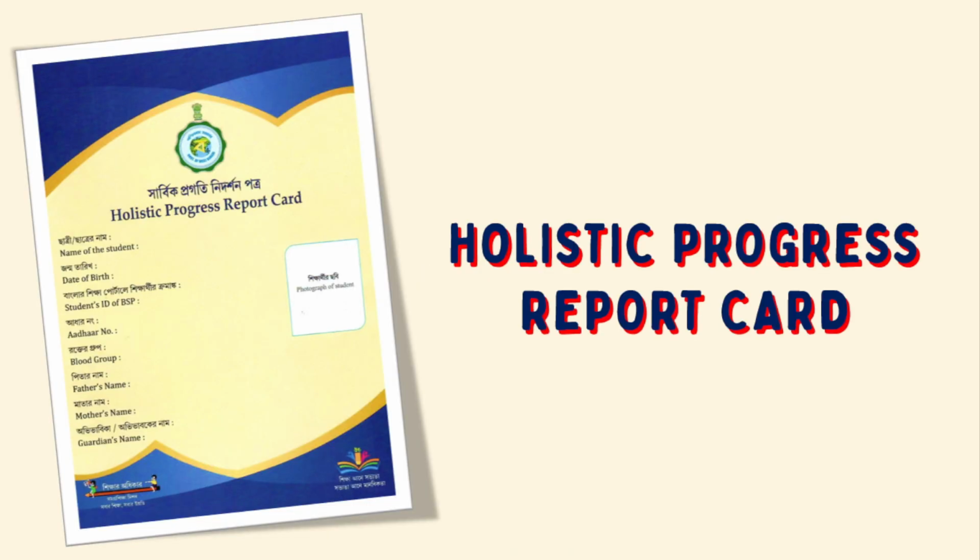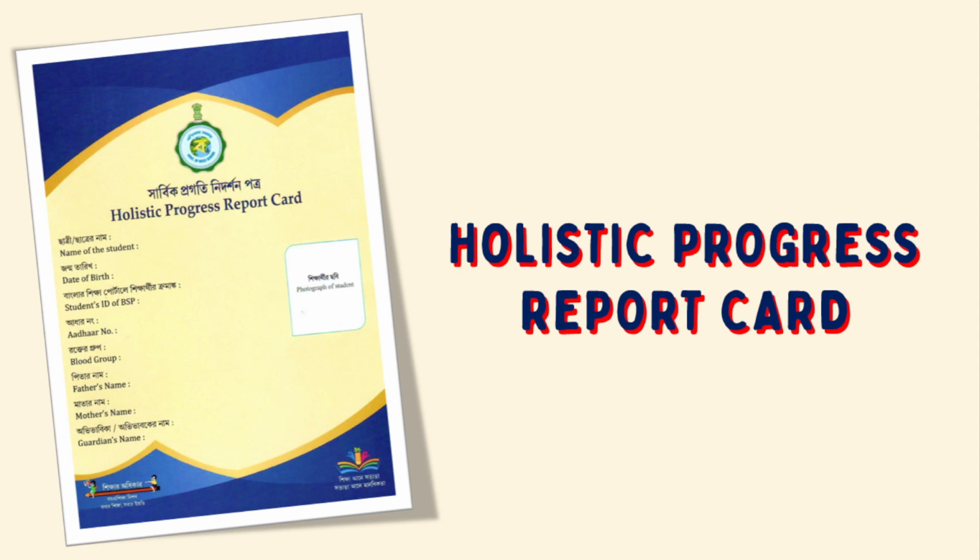In this video, I am going to discuss the general structure of the Holistic Progress Report Card as proposed by the Department of School Education, Government of West Bengal. This Holistic Report Card will provide detailed information about students studying from class 1 to class 8. This card tells us how a child learns, behaves and grows, not just in studies but in real life too.